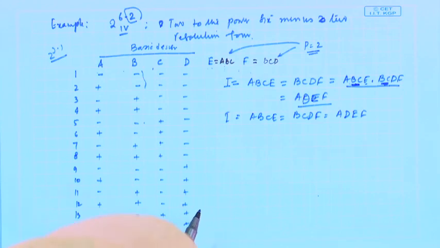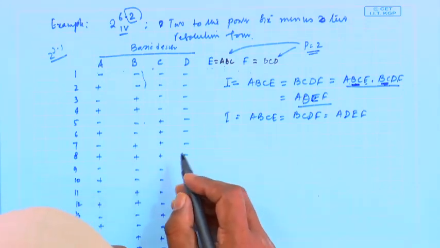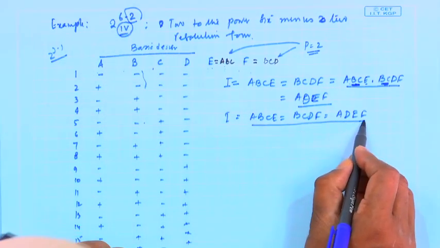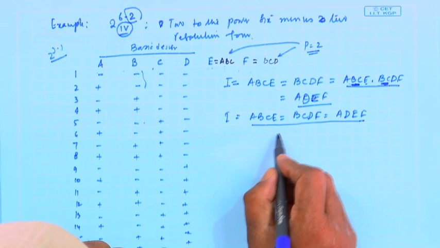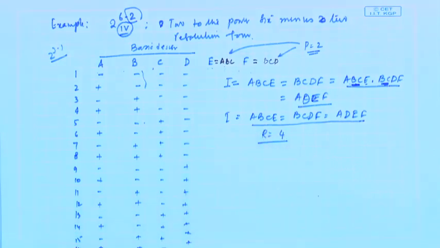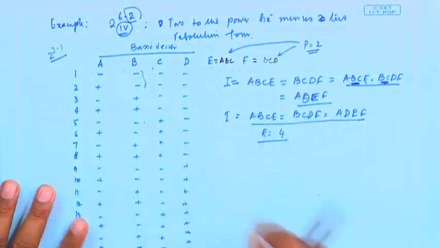ADEF. Now, what is the resolution here? We want resolution 4, and you see that in the defining relation the minimum number of words is 4. So, resolution equal to 4. So, that means this is what is chosen here.